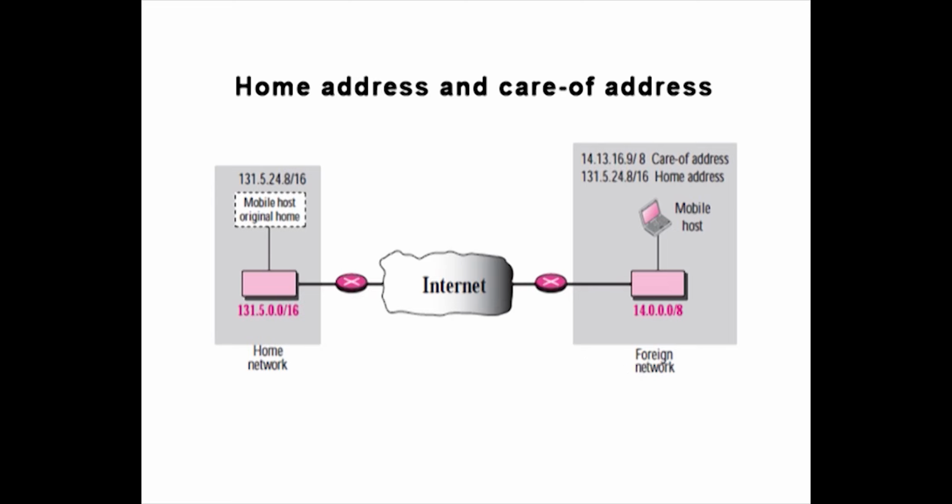Mobile IP has two addresses for a mobile host: one home address and one care-of address. The home address is permanent. The care-of address changes as the mobile host moves from one network to another.